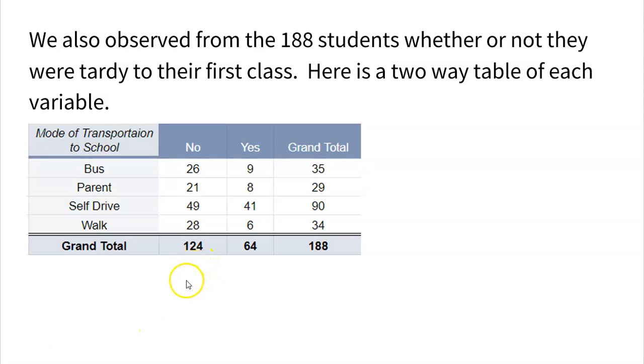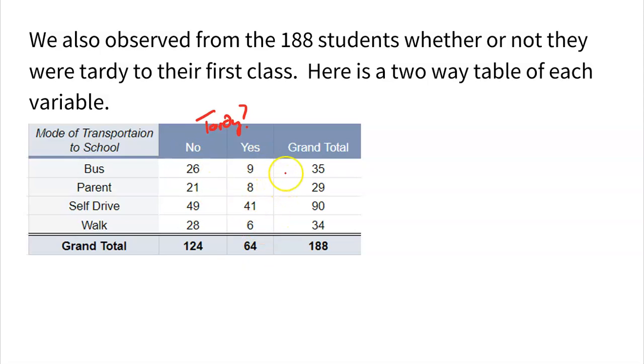So we also observed from those 188 students whether or not they were tardy to their first class. So maybe we asked the teacher who was tardy and who wasn't, because if we asked the kids, they would lie, and then I don't get truthful answers. So again, just trying to cover my butt here. All right, so here's a two-way table that shows each variable. On the left, we have how they got to school, and across the top, we have were they tardy? Yes or no.